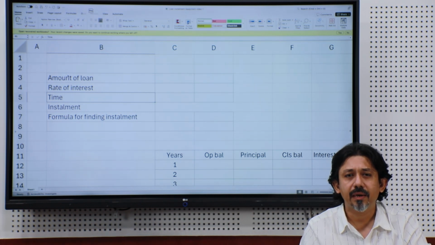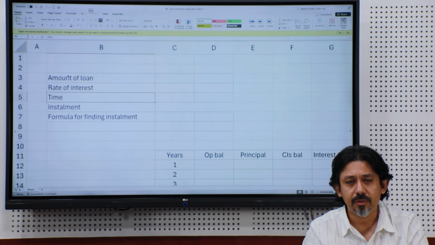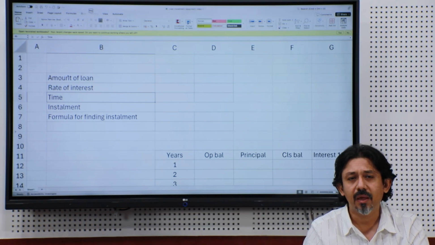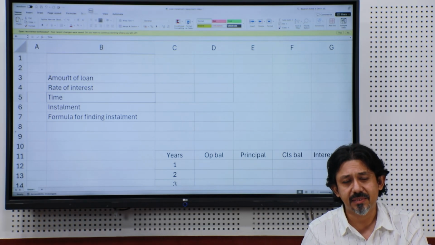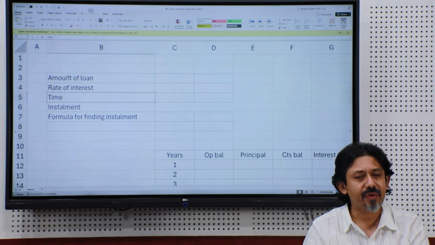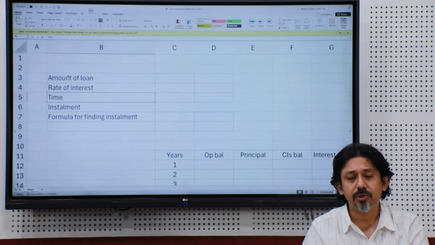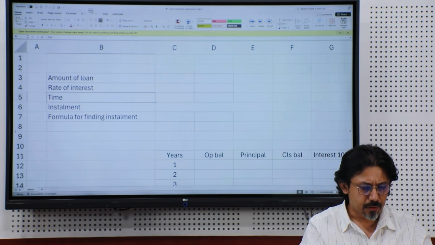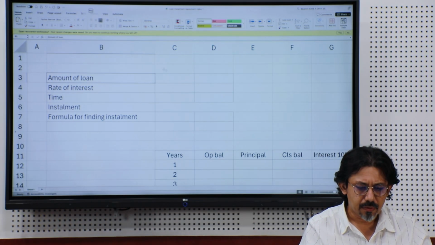So I want to look at the loan repayment decision in Excel now using the same PVIFA formula. But how does Microsoft Excel look at calculation of annuities, that is calculation of loan repayment? So let me use the same example.